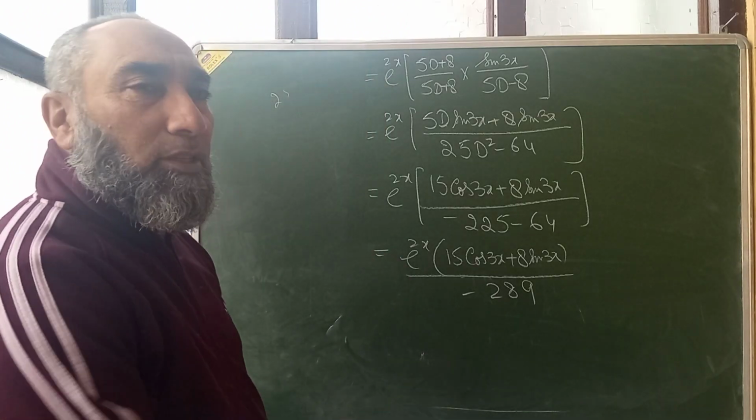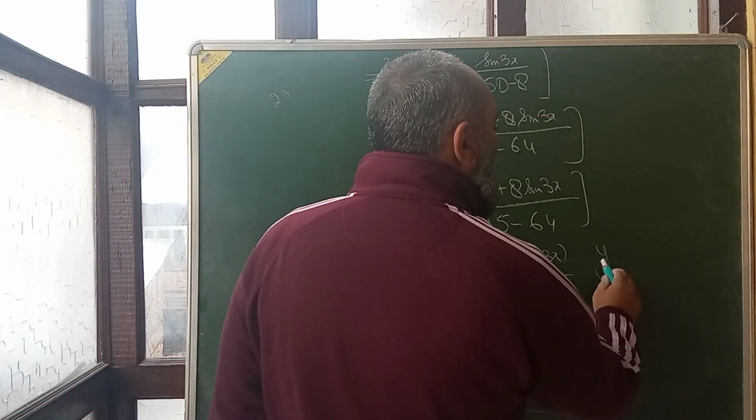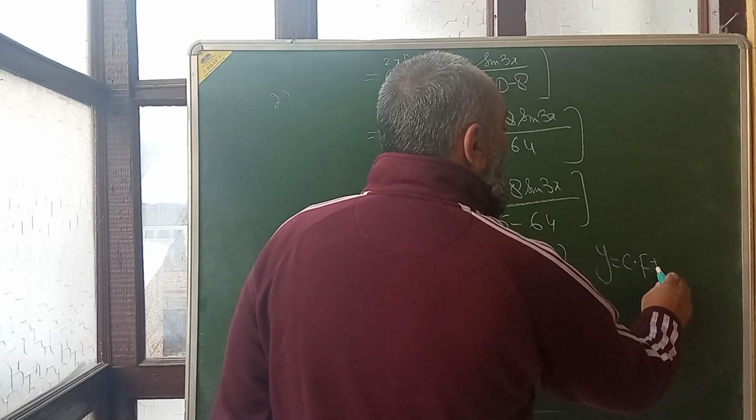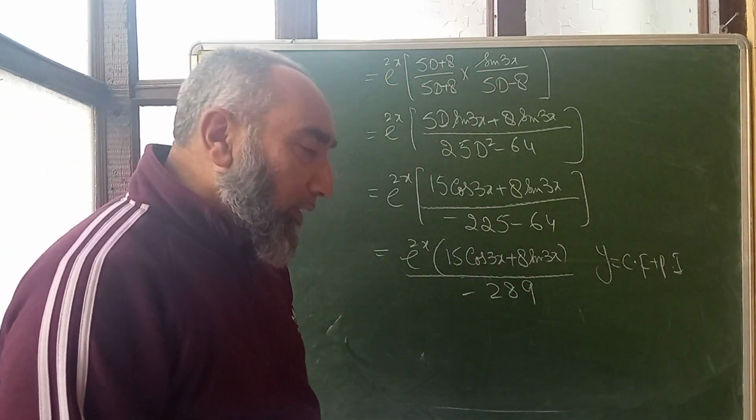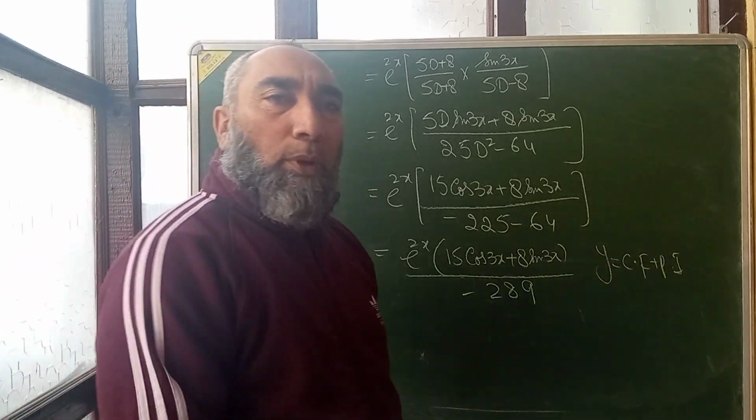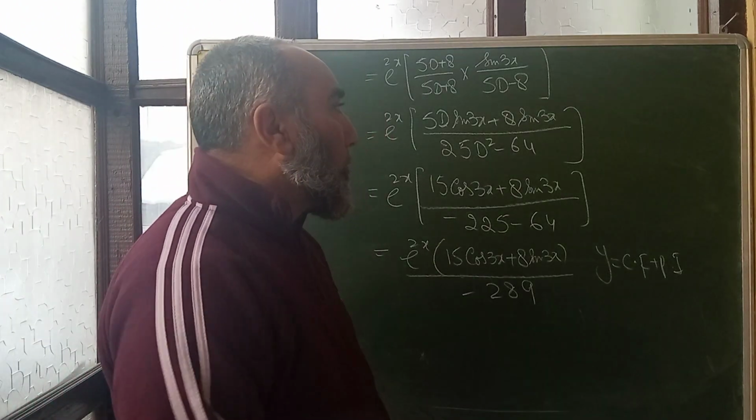So the general solution is CF plus PI. Y is CF plus PI. D square plus D plus 1, we have already done it. Its roots are complex, so you have to write the complex roots. Okay.